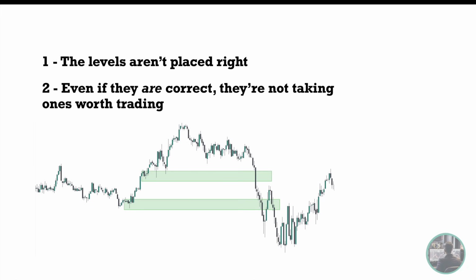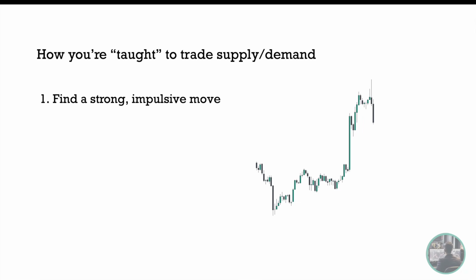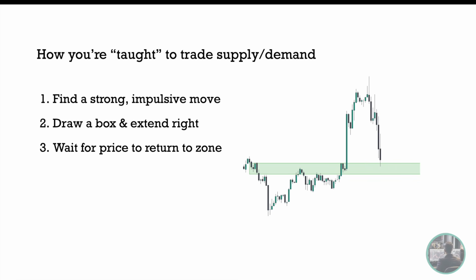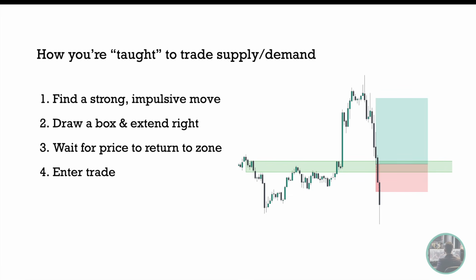Now, when you're taught about supply and demand levels, it's usually going to be something along these lines. First, find a strong impulsive move, which is easy enough. Then you're going to draw a box around that move and extend it to the right. After that, you wait for the price to return to that zone and then enter once it does, and either target a previous support or resistance, or another supply and demand level. On paper, that sounds completely reasonable. But in the real market, this is over before it even starts.